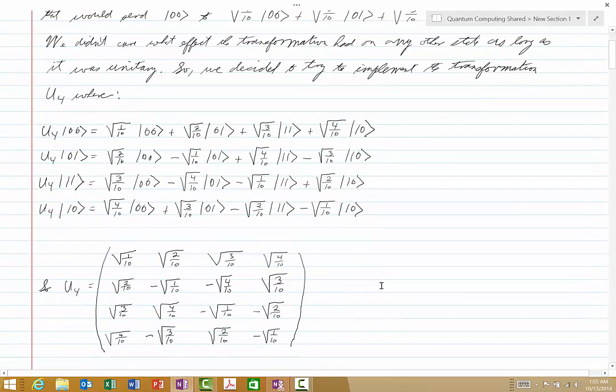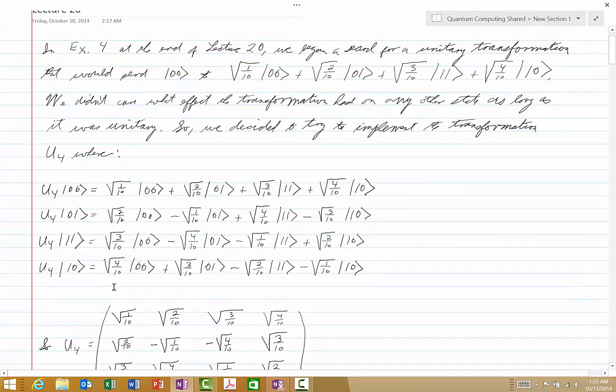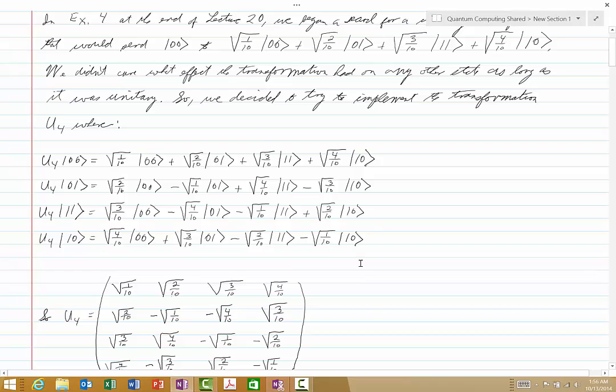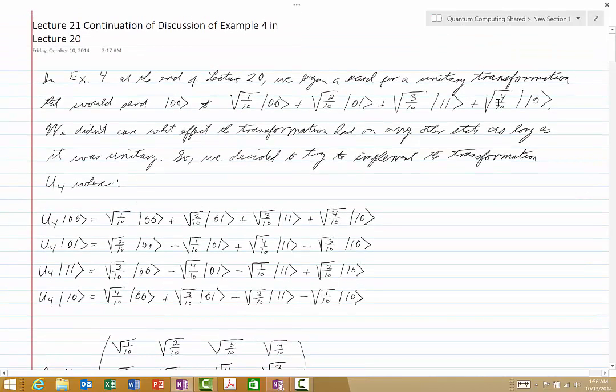And so with that definition, the matrix for U4 relative now to the basis given in this order, 0, 0, 0, 1, 1, 1, 1, 0. So keep in mind now that we're working with the basis in that order. Then the matrix relative to that basis would be this. And let me go ahead and say now that for all the matrices in this lecture, they will be relative to this basis in this order.